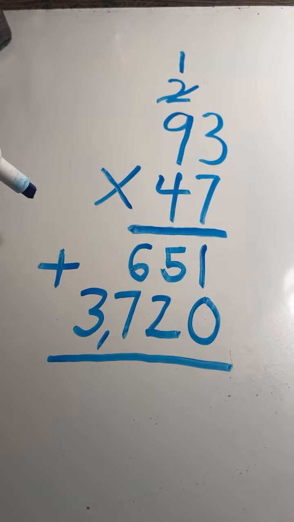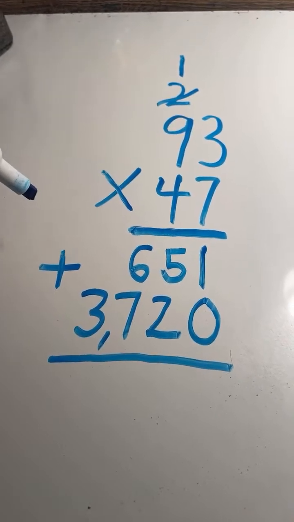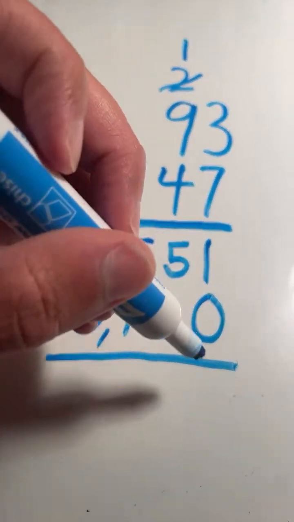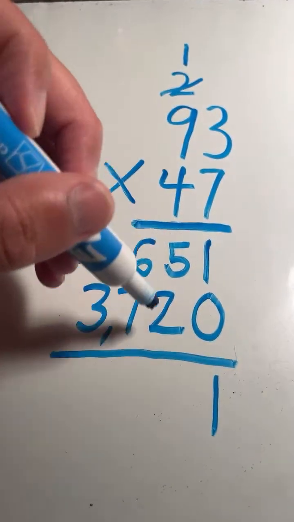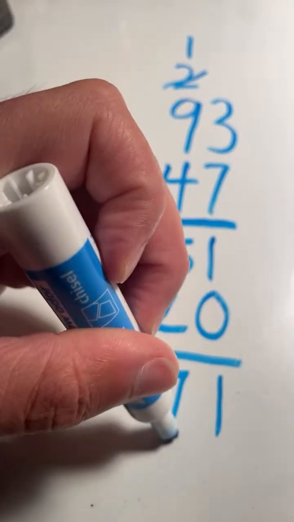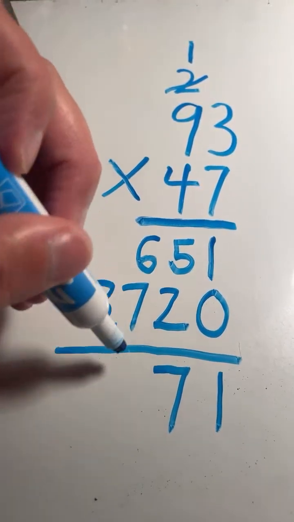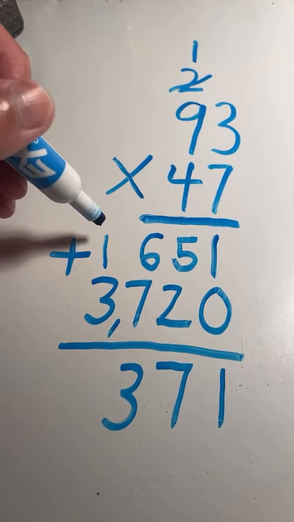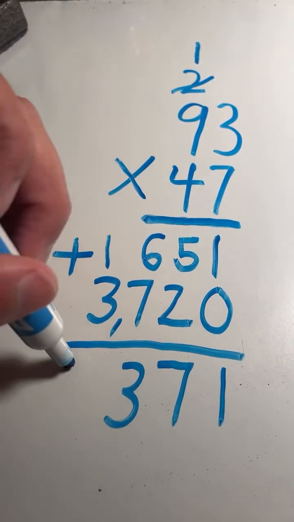So now we have to add these two numbers together to get our final answer. 1 plus 0 equals 1. 5 plus 2 equals 7. 6 plus 7 equals 13. 3, carry the 1. 1 plus 3 equals 4.